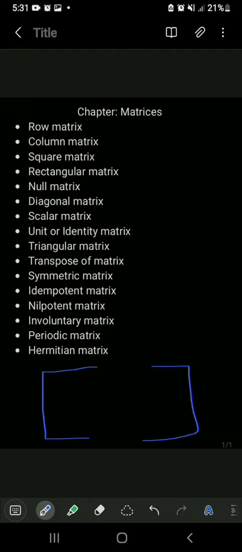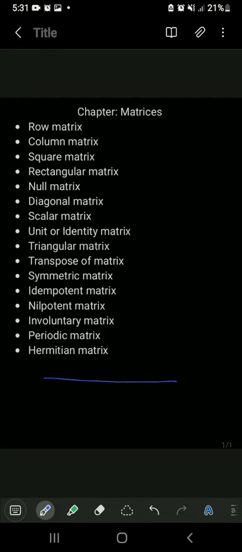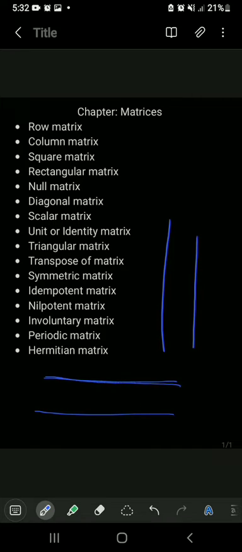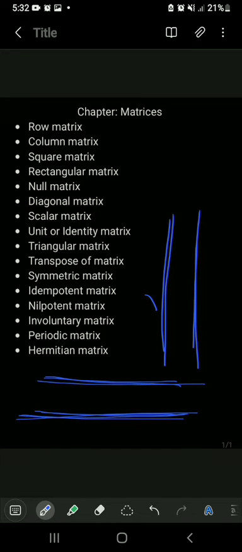Now, if we talk about rows and columns, a row means horizontal and a column means vertical.